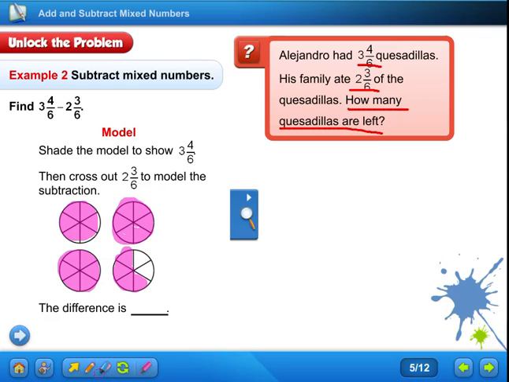So now we need to cross out. We need to cross out 2 wholes. So 1, 2, there's my 2 wholes I just crossed out, and 3/6. So let's cross out 3 pieces of the 6. 1, 2, 3. And what do we have left over? We have 1 whole and 1/6.